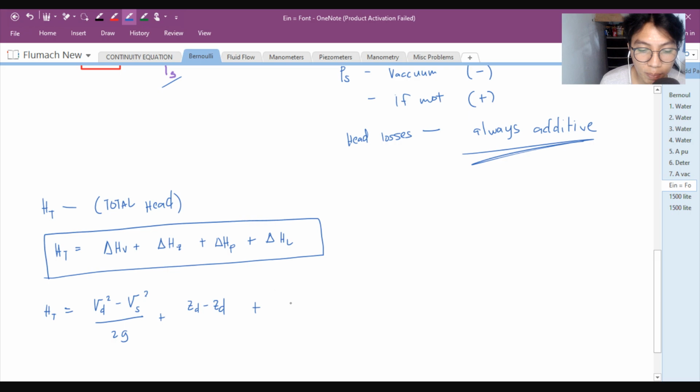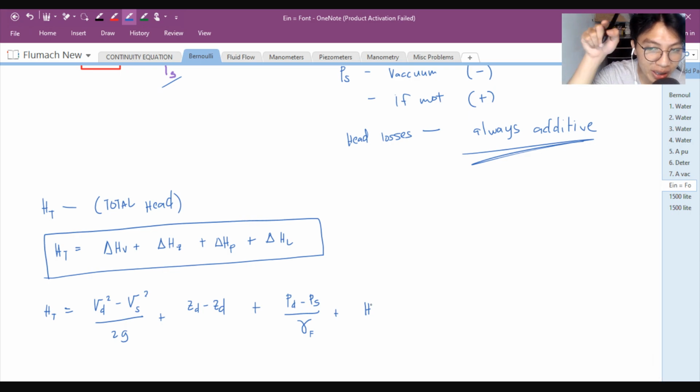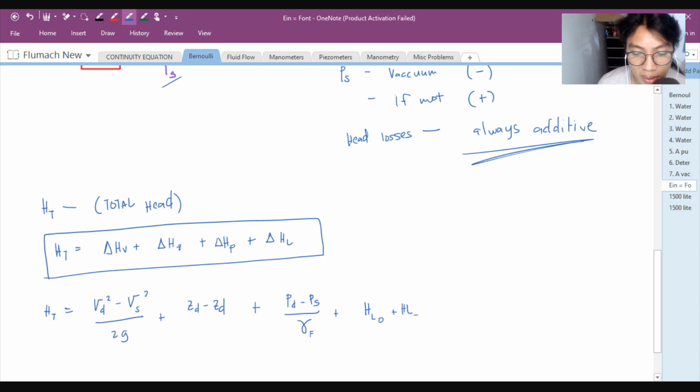Plus, the pressure head, (PD minus PS) divided by the specific weight of the fluid, which is commonly water, plus the head losses. Why are the head losses always additive? Because the head losses should be compensated with the amount of head you produce in your pipe or in your pump. The head loss at suction will be added to the head loss of the entire system, together with the head loss at the discharge. So, head loss at the discharge plus head loss at suction. This will become the total dynamic head.